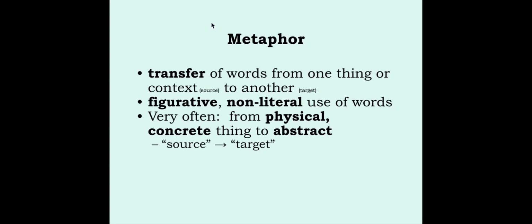You're using some kind of figurative language to talk about the target, to try to communicate something about the target. And very often what we will see is that the transfer occurs from some physical, concrete thing to an abstract thing. So the physical, concrete thing would be the source, and the abstract thing is the target. You can draw on physical things that are easy to visualize and think about, and use language from them to try to talk about things that are more difficult to grasp and communicate. This is a basic function of metaphor.